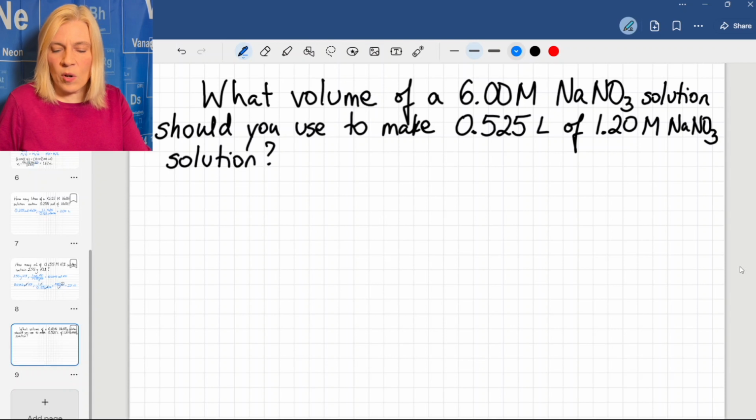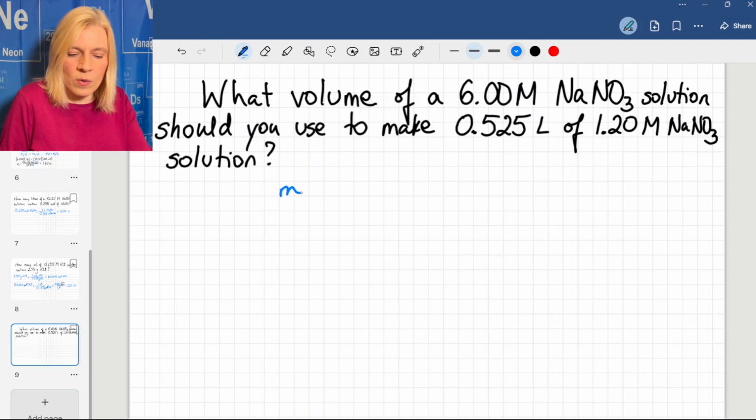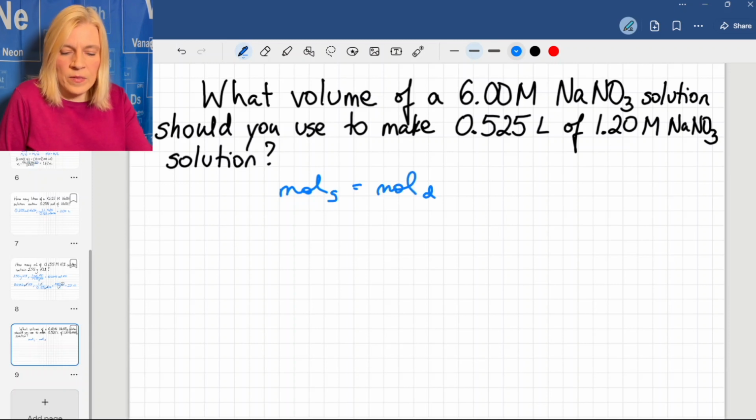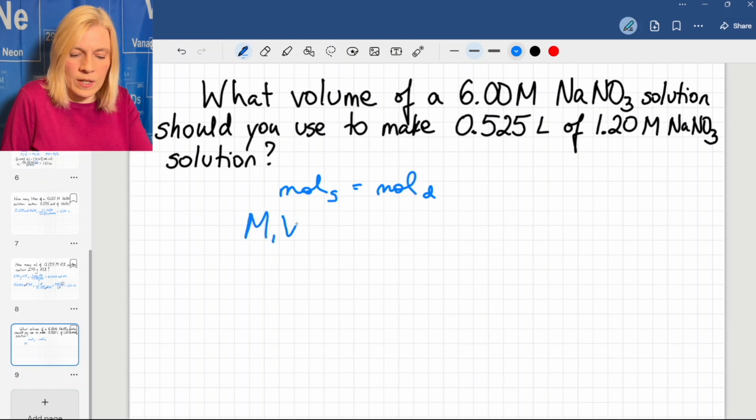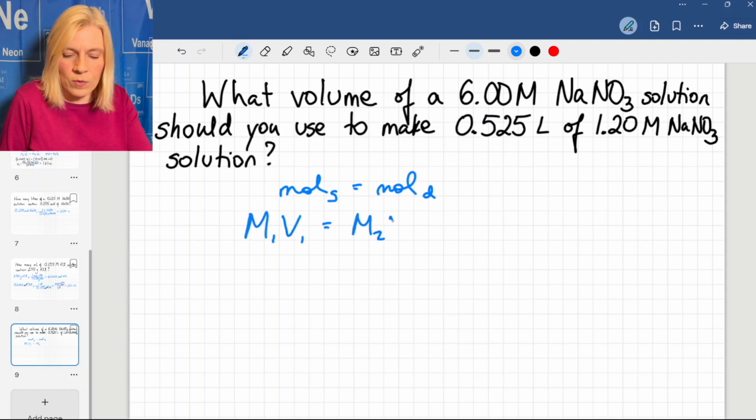What volume of 6 molar sodium nitrate solution should I use to make 0.525 liters of 1.20 molar sodium nitrate solution? What does this look like? Doesn't this look like my dilution problem? Do you remember? Dilution, we're going to say moles in my pipette, moles of my stock solution will equal moles of my diluted solution, yes? So I'm going to say M1V1 equals M2V2.